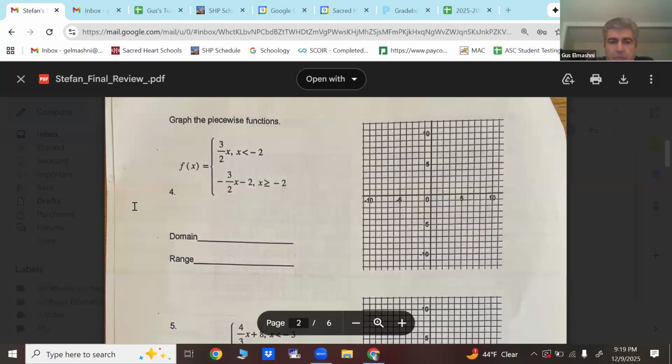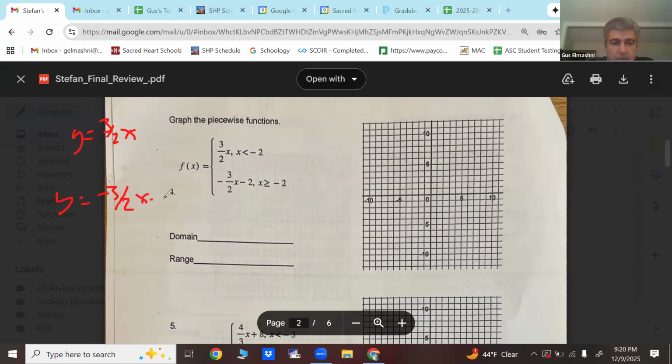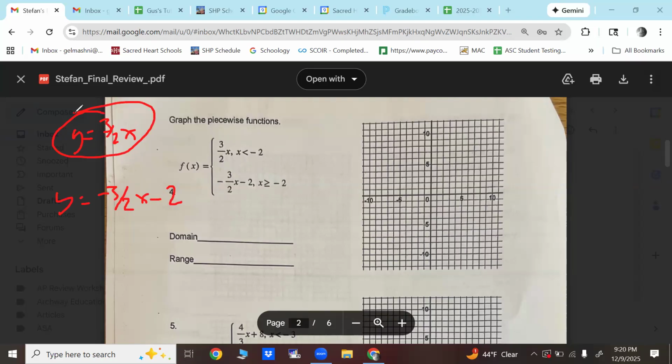Okay. Do you remember how to do piecewise? Not really. Okay. Don't overthink it. You just have two or more equations. You have y equals 3 halves x, and you have y equals negative 3 halves x. It looks fun with the braces and the inequalities. Don't let it fool you. It's things you've done before many times. If you graph y equals 3 halves x, how would you graph that?